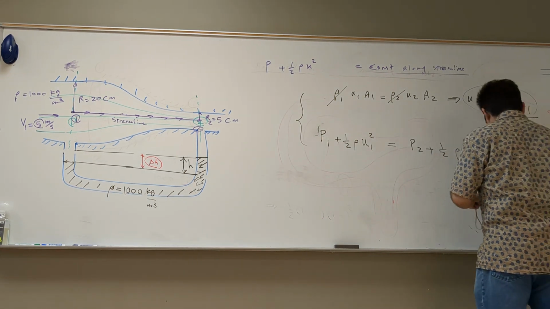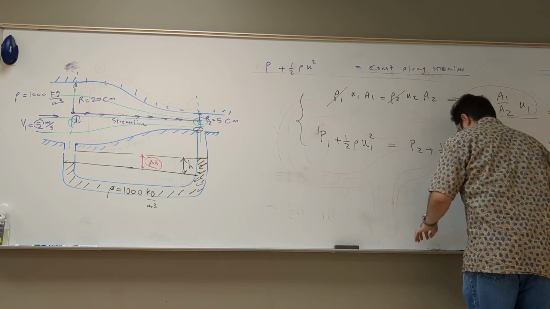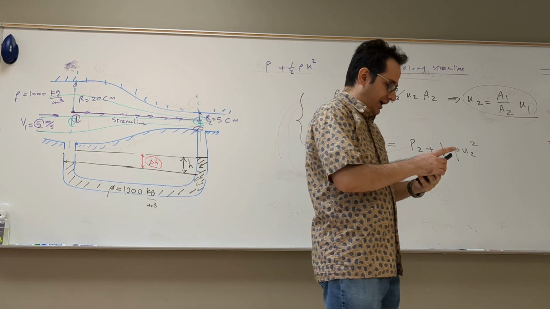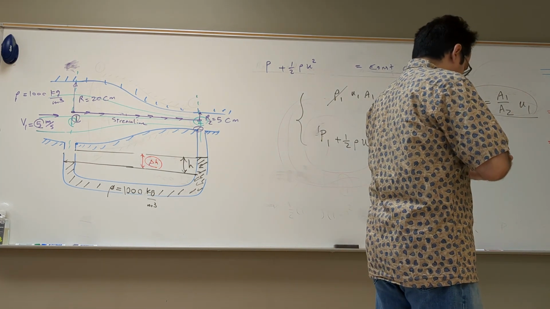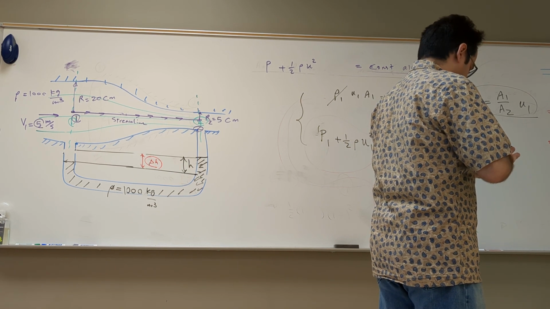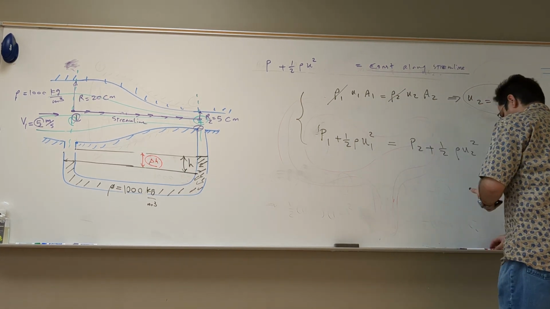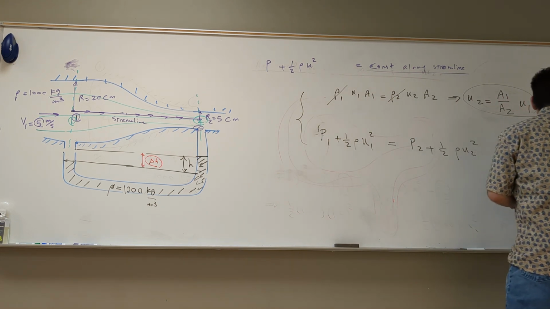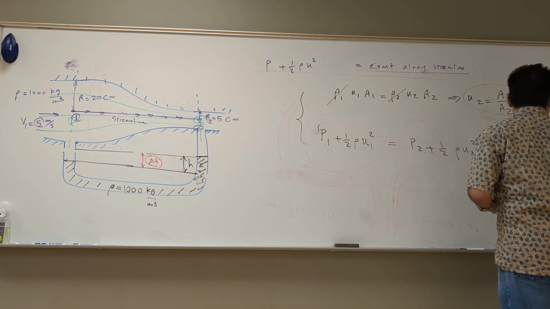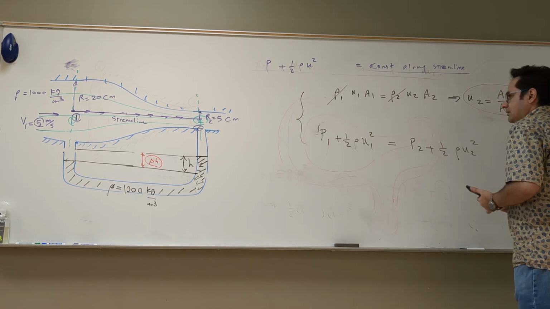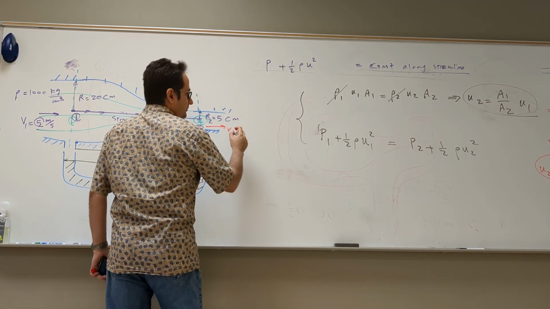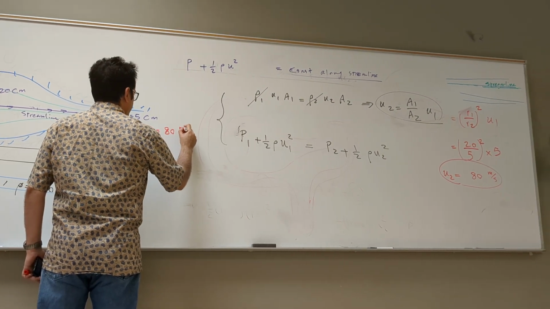So if you put that in the calculator, always put it in the calculator. Even if you know the answer, please put it in the calculator. 20 divided by 5 squared times 5 is 80 meters per second. Alright? So this is the velocity at 2. That means here the velocity U2 is equal to 80 meters per second.